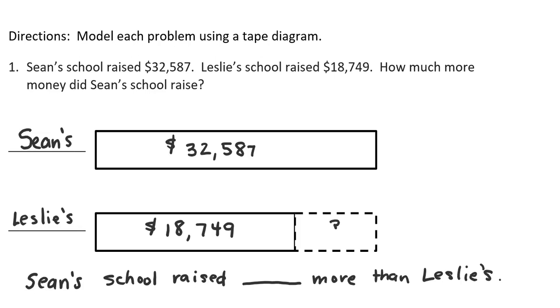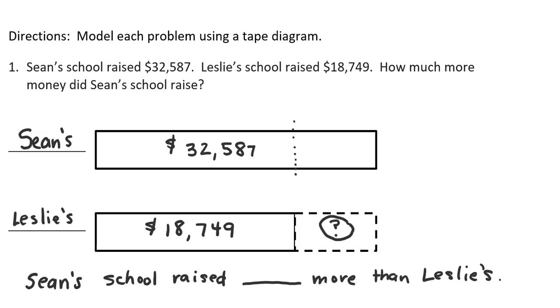And we're supposed to find out how much more money Sean's school raised. And that's represented by this dotted box because that shows the more than part, or the longer part, on Sean's tape. So we need to figure out how much that is. Since the whole tape for Sean is $32,587, I can subtract $18,749 to figure out what this missing piece is.